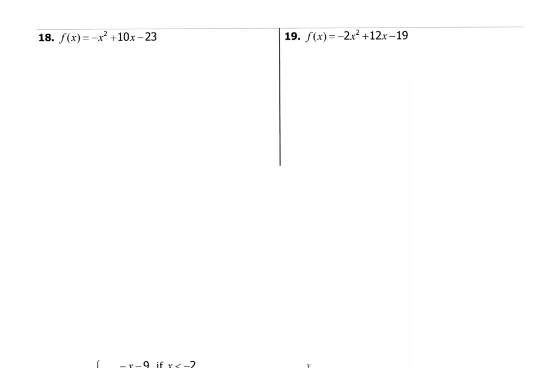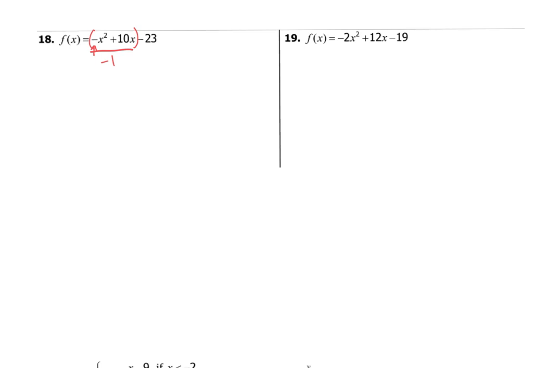Okay, number 18, we have the function negative x squared plus 10x minus 23. This is in standard form. We want to make it in vertex form. So we're going to start by making a grouping out of negative x squared plus 10x. Now I'm looking in front of x squared, checking to see if there's anything there. I have a negative sign that I need to pull to the outside of the parentheses. I do that by dividing by whatever that is, a negative 1, to both terms inside. So negative x squared divided by negative 1 becomes positive x squared. Positive 10x divided by negative 1 is negative 10x.